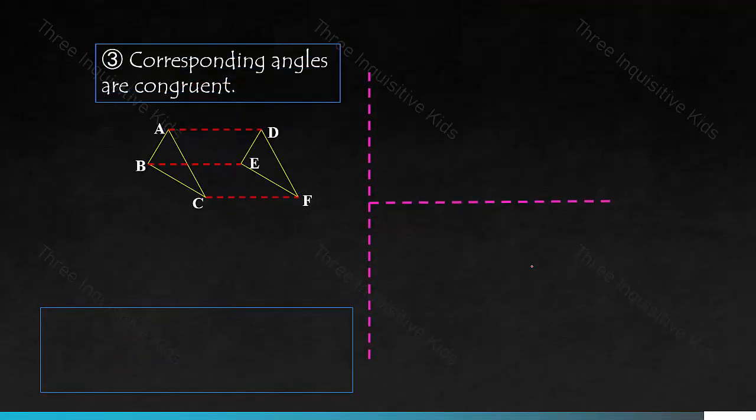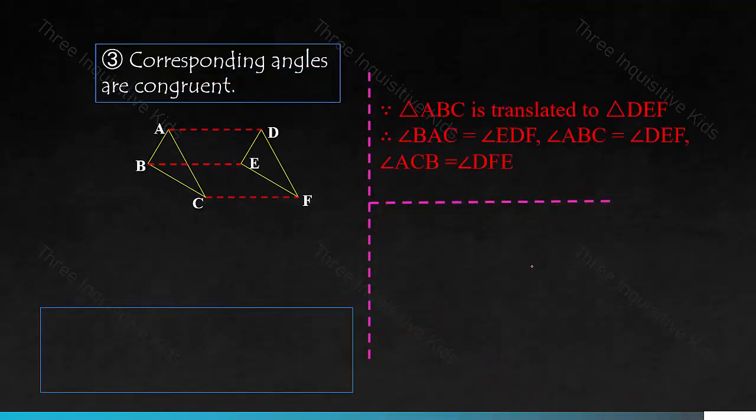Corresponding angles are congruent also. In geometry terms, it would be, because triangle ABC is translated to triangle DEF, therefore angle BAC equals angle EDF, angle ABC equals angle DEF, angle ACB equals angle DFE.